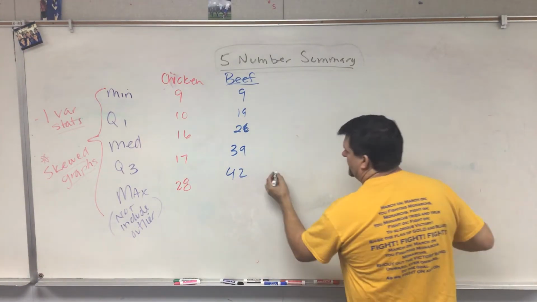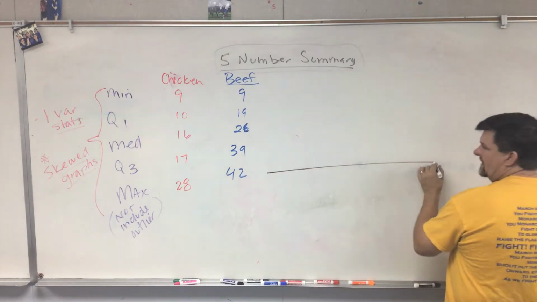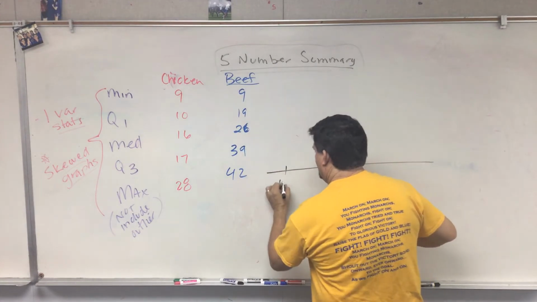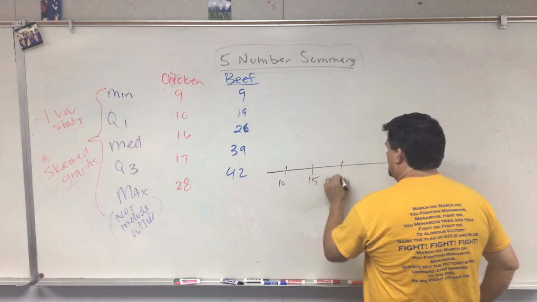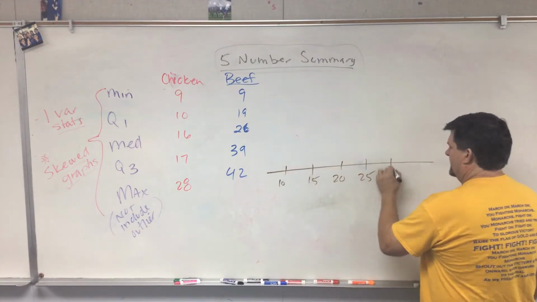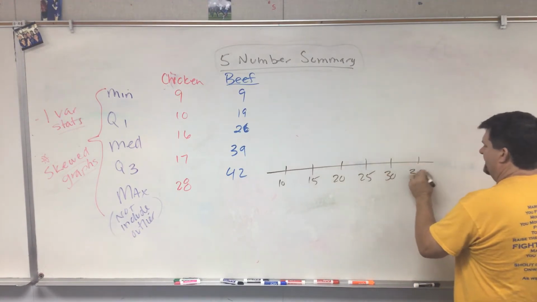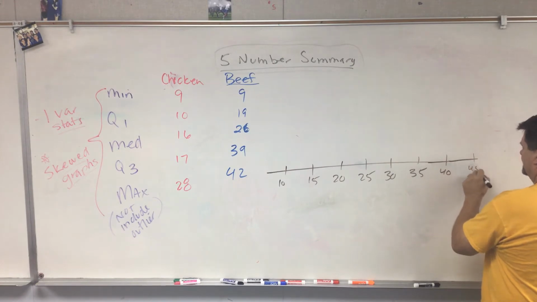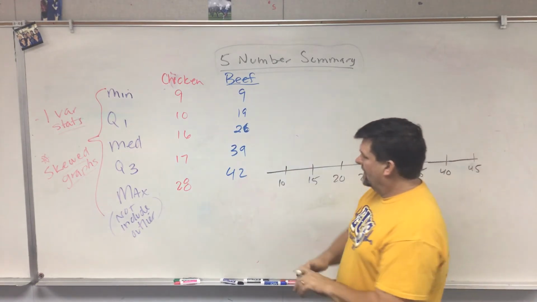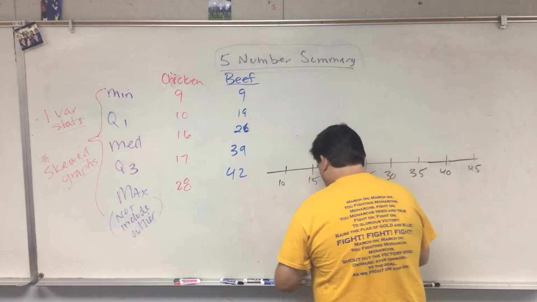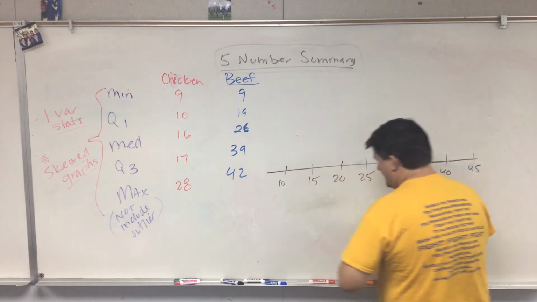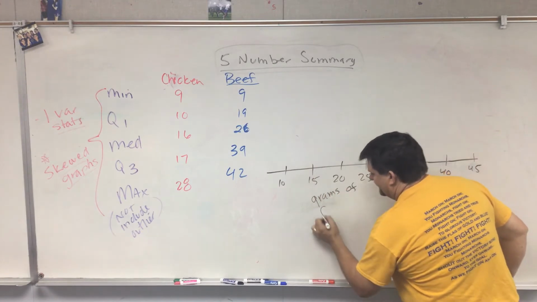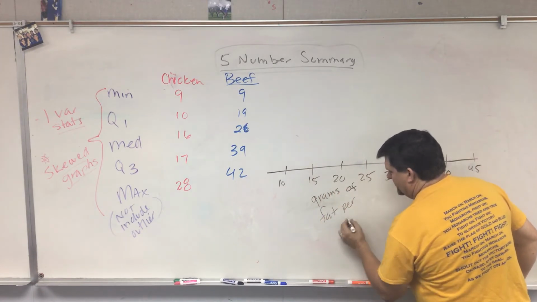always draw our scale. So we look at the data here. That's going to be a 10. So I'm going to go 10, 15, 20, 25, 30, 35, and 40. Go out to 45 if we want to, just to cover this guy right here. So I'm going to go to these plots here. This is going to be grams of fat per sandwich.